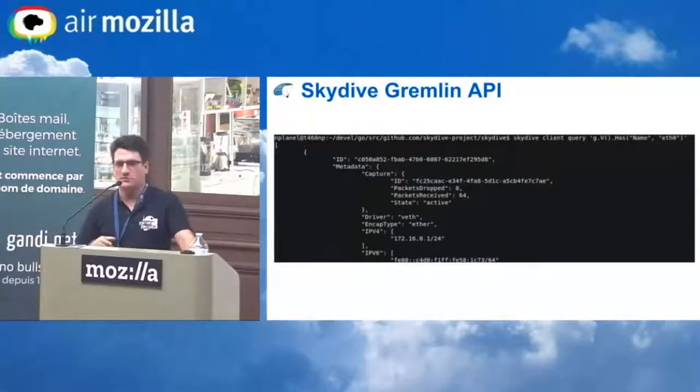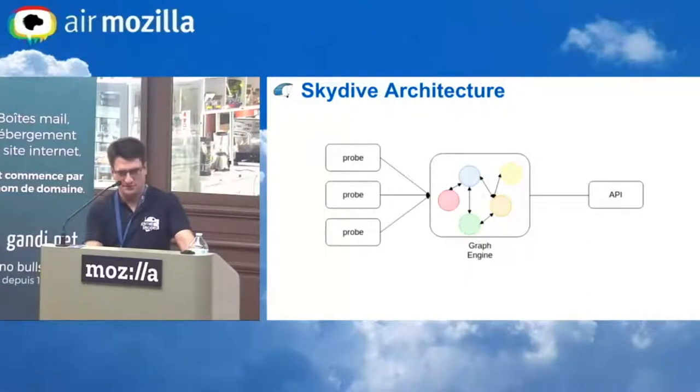What I said before, we have a Gremlin API. Oh, maybe I missed a slide. So the Skydive architecture is based on a graph engine, that's the heart of Skydive, basically. We have multiple probes, topology probes or flow probes, and we inject everything into the graph, all the nodes and queries, with metadata. Imagine for each node you have a key value, and you can query with a language through an API named Gremlin. And Gremlin is a graph engine language.